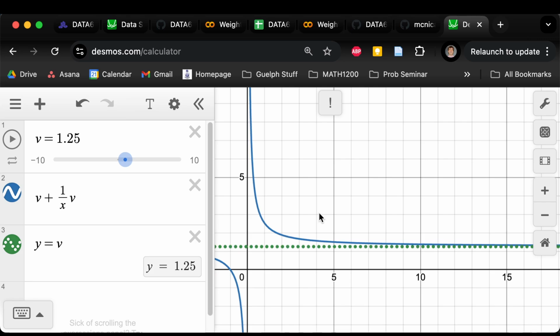This is why we make you take calculus, so you can kind of understand graphs like this. Okay, great question. Anyone else?